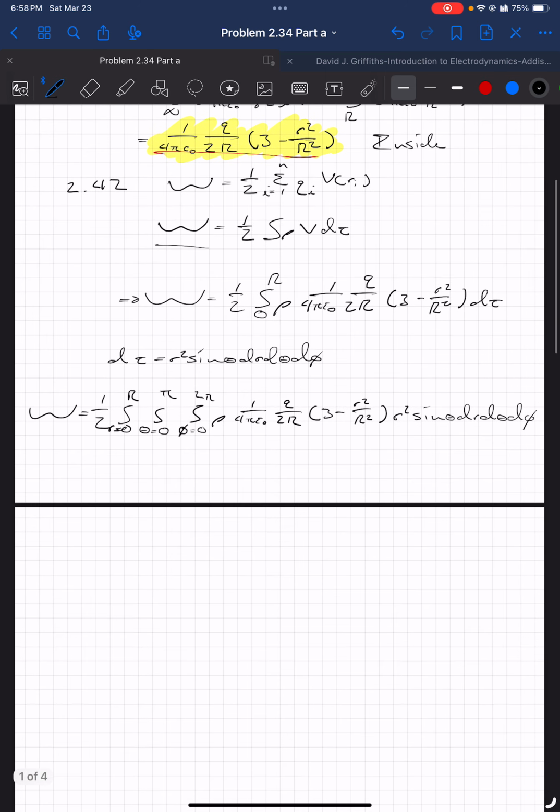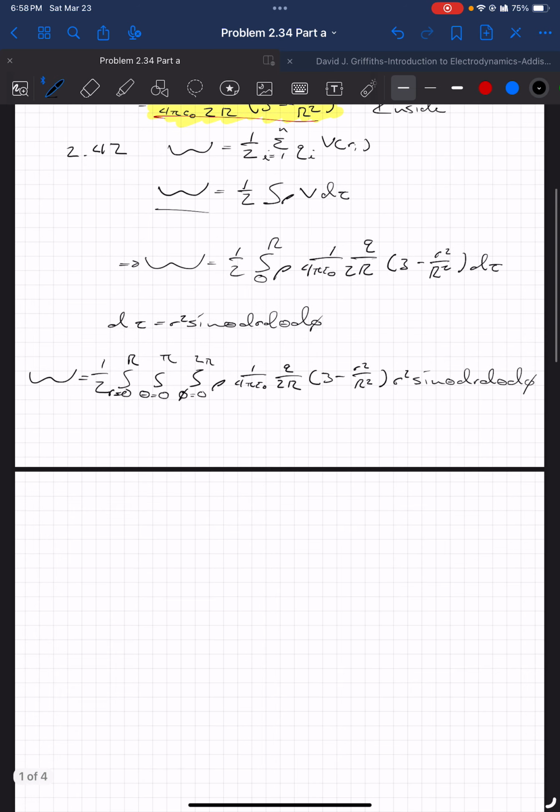Now before we move on, something important that we can do is we can pull out the constants from within the integral.